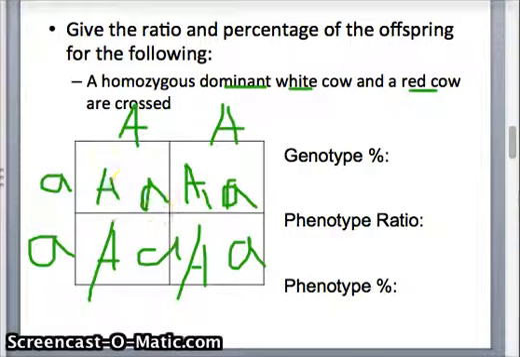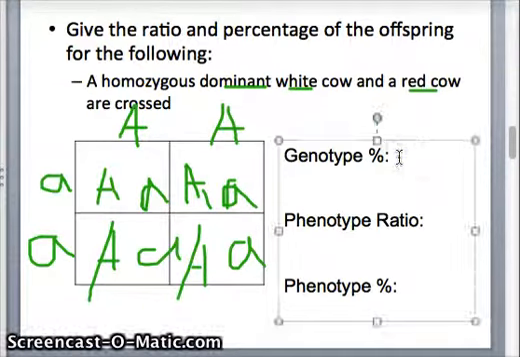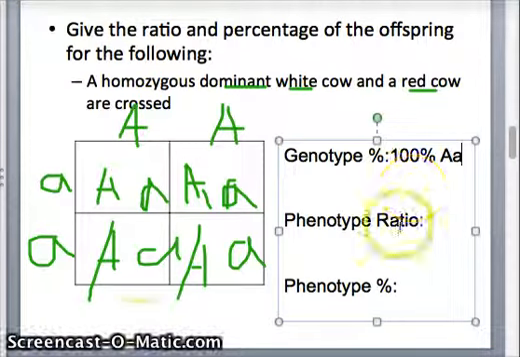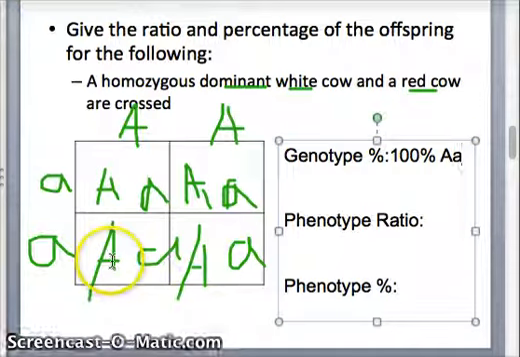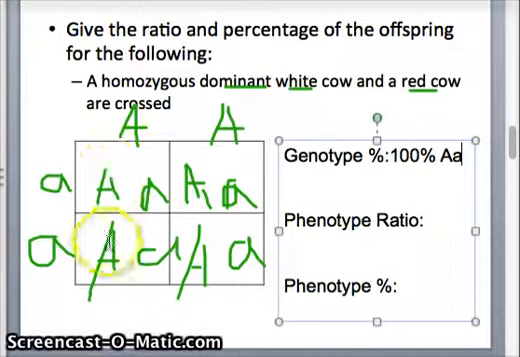Alright, so we get our genotype percentage would be 100% big A, little a, because they're all big A, little a. These, because there's a big A in the box, there's a big A, little a, there's a big A in all the boxes, so our phenotype ratio would be 4 dominant to 0 recessive. So there'd be 100% dominant.